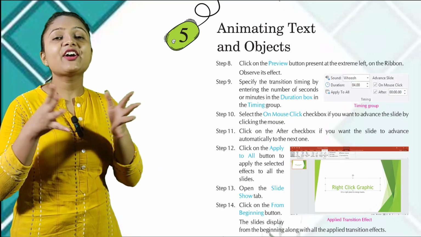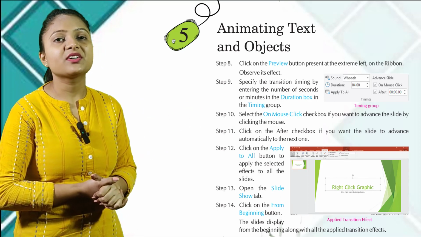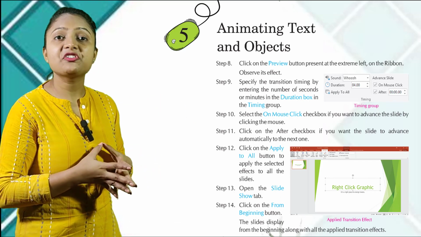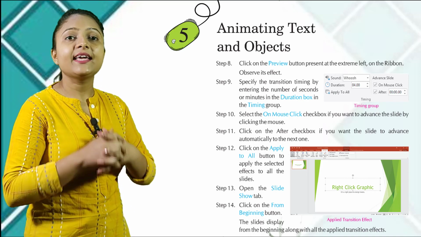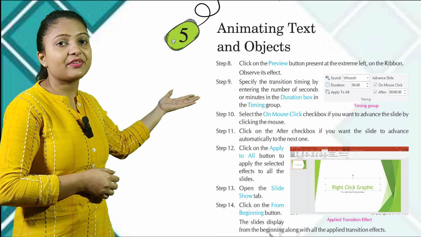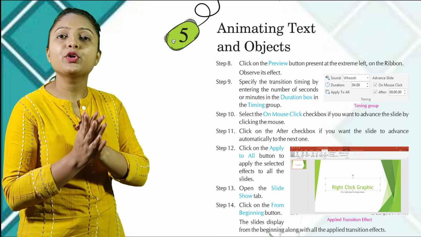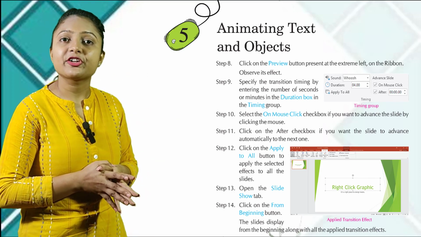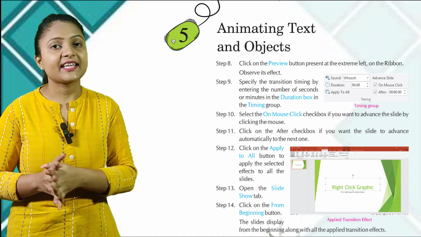Step 8. Click on the preview button present at the extreme left on the ribbon. Observe its effect. Step 9. Specify the transition timing by entering the number of seconds or minutes in the duration box in the timing group. In this image, you can see timing group interface. Step 10. Select the on mouse click checkbox if you want to advance the slide by clicking the mouse. Step 11. Click on the after checkbox if you want the slide to advance automatically to the next one.